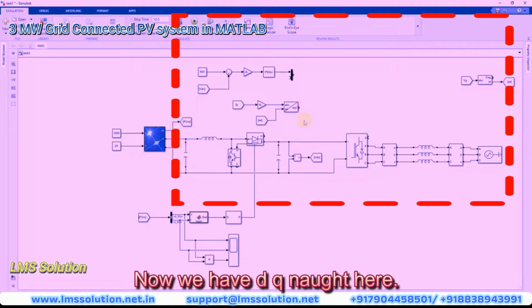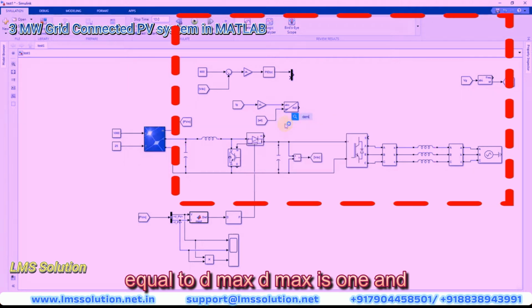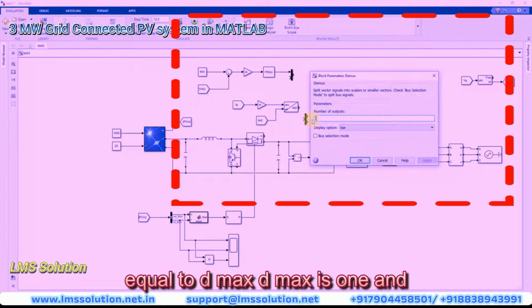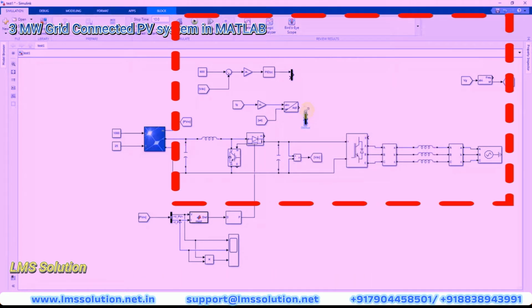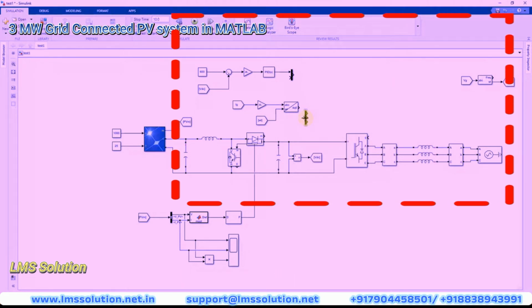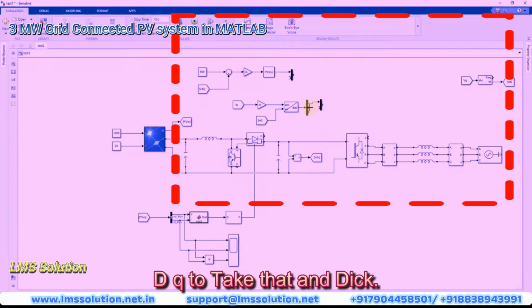Now we have DQ0. Here we need to use only DQ. Just go to the Dmax, this one, and take only DQ. Let's take that DQ.